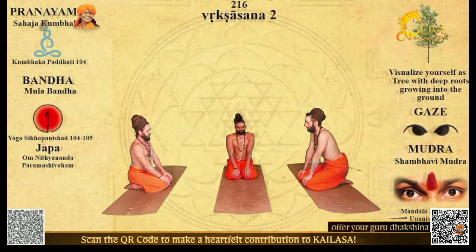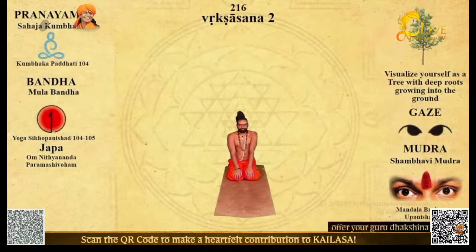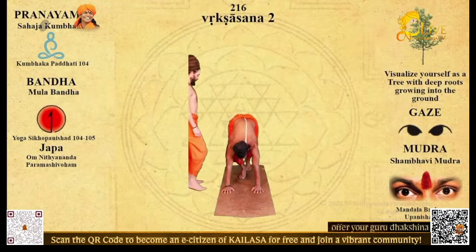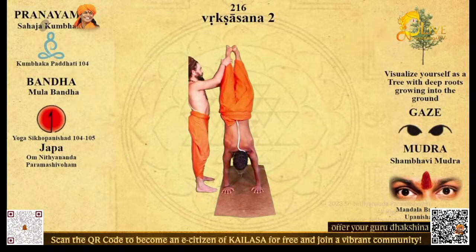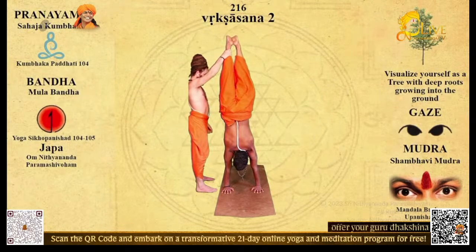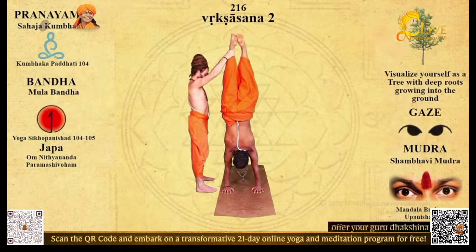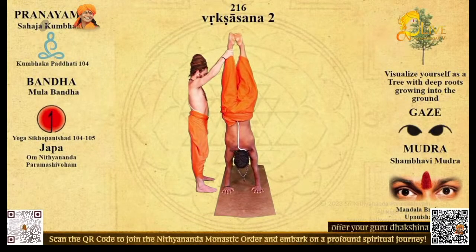Next up is Vrikshasana 2. Now keep your hands on the ground, shoulder width apart, and raise your legs up into a handstand. You can lean against a wall or ask a partner to assist you in performing this asana to purify all the 7 chakras. As you visualize yourself as a tree with deep roots growing into the ground, breathe deeply through your nose and lead the prana along your spine.